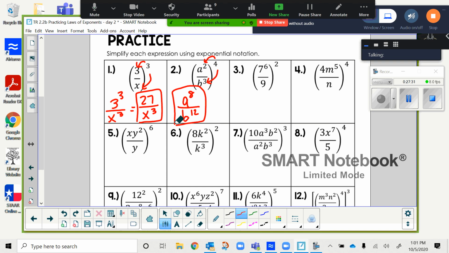On 3, the 2 power outside gets distributed to the top and the bottom. And you're multiplying. Power to a power means you multiply. So 6 times 2 is 12. And on the bottom is 9 to the 1, and that is 9 squared. So you don't have to do 9 to the 12, but 9 squared is easy. It's 81.